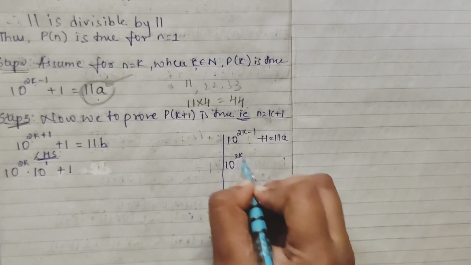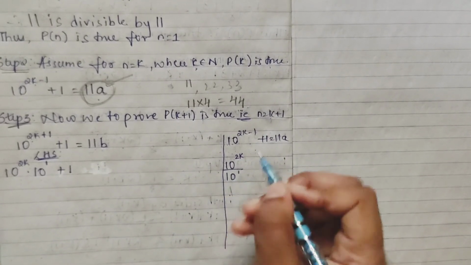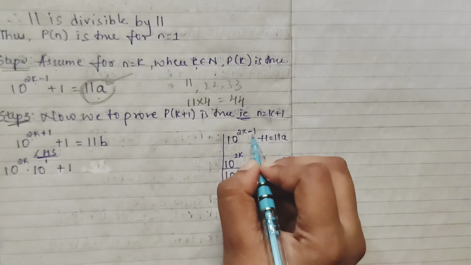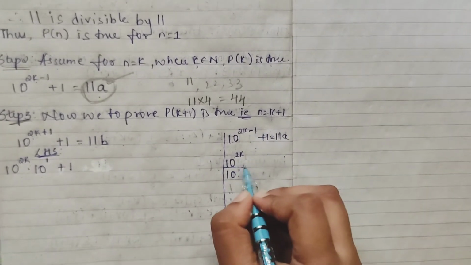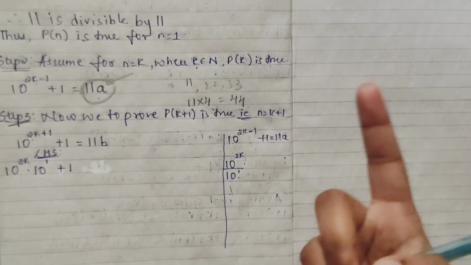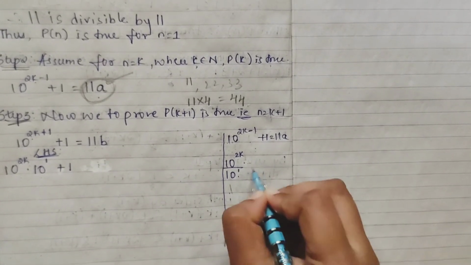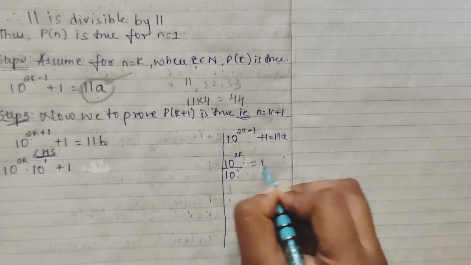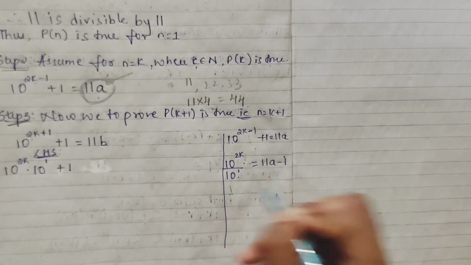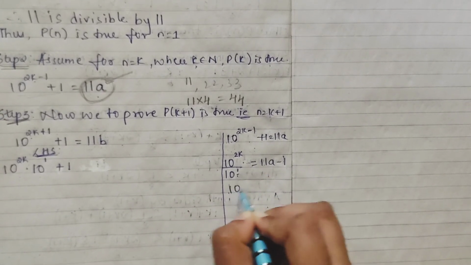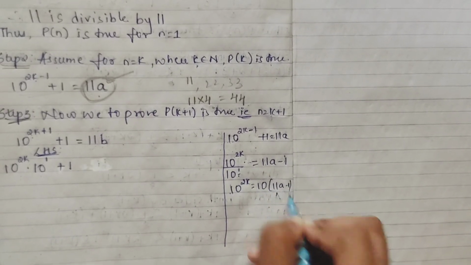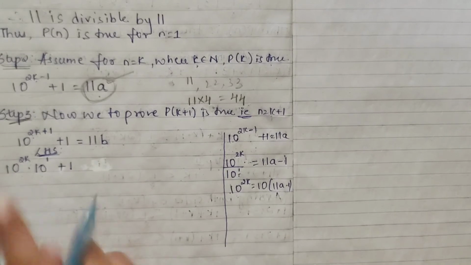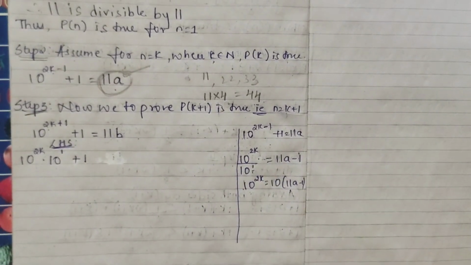10 raised to 2k divided by 10 raised to 1, it will be this, because here it is minus. If it is minus, it goes to the denominator, right? If it is plus, it will be in the numerator, it will be multiplication. Please, you should know it. Then 1 I'll take here, which becomes 11a minus 1. 10 I can cross multiply, so I'll get 10 raised to 2k. How will I get it? 10 into 11a minus 1, right? So this I can substitute in my LHS part.